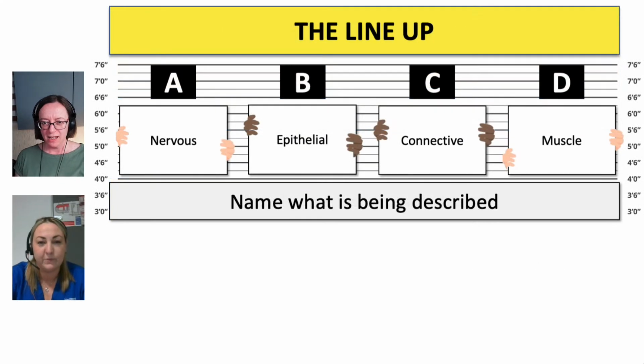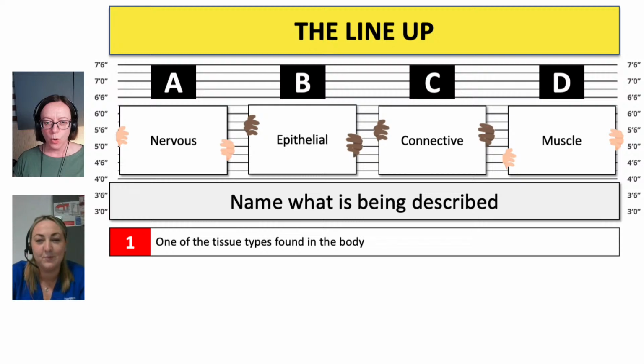Okay. Slightly easier now, I think. So on the screen now I have A, B, C and D. We've got nervous, epithelial, connective and muscle. I'm going to give you 4 clues which are describing one of those things. And Charlotte, I want you to have a go, but definitely people at home, I want you to have a go at this. So your first clue: one of the tissue types found in the body. So Charlotte, what do we think? Could it be one of those in particular?